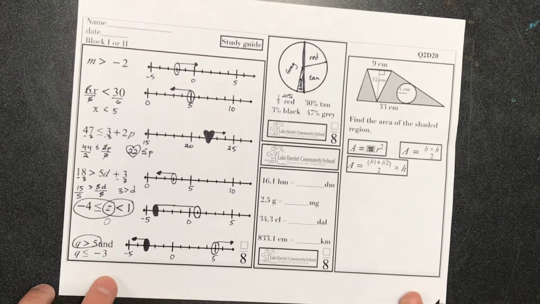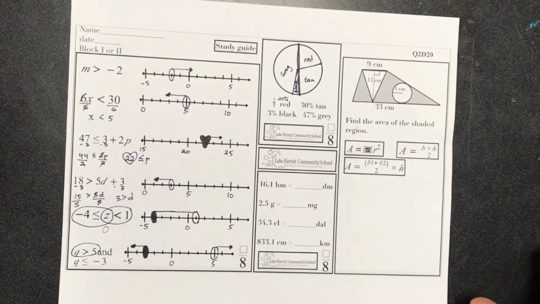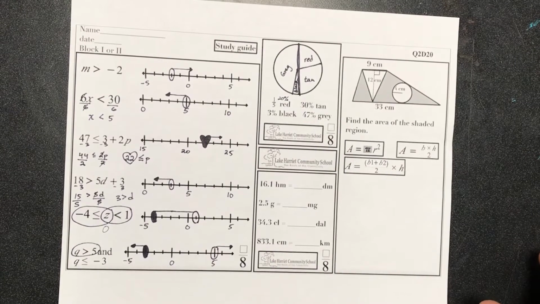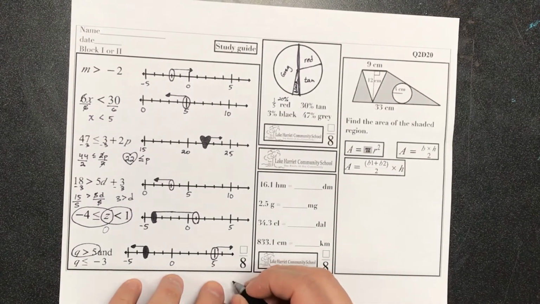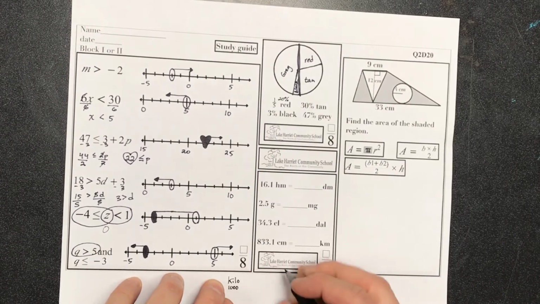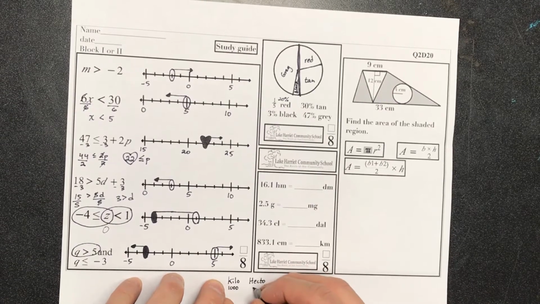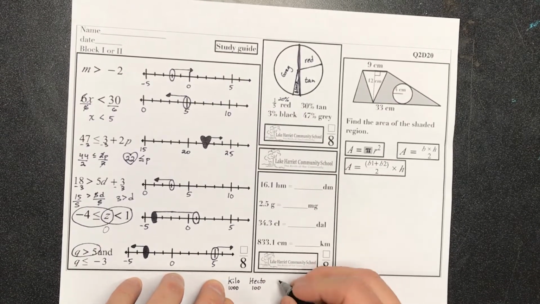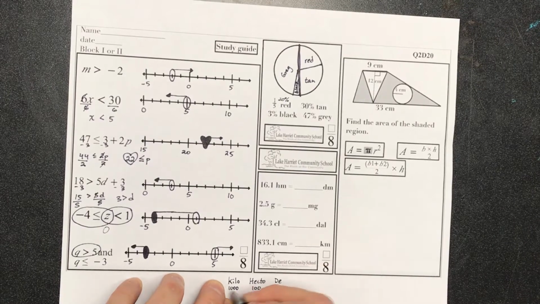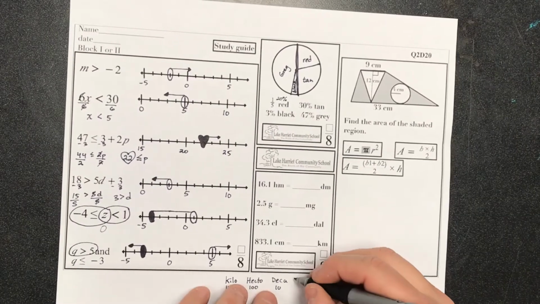For this next one, we learned about King Henry. Well, King Henry died, unfortunately, drinking chocolate milk. So King Henry, king is for kilo or 1,000. King Henry, H is for hecto, that is 100. Deca is 10, and then we have units.